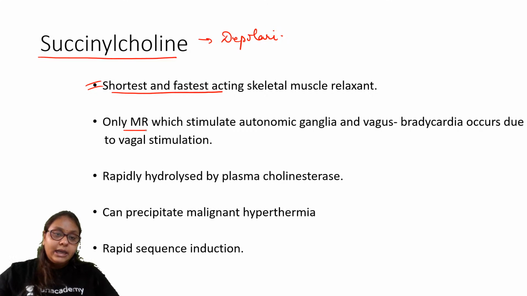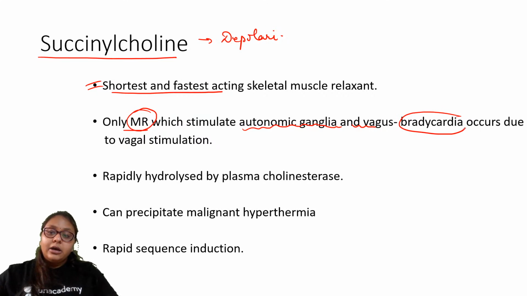Remember, it is the only muscle relaxant which stimulates the autonomic ganglia and the vagus, and therefore bradycardia occurs due to vagus stimulation. Therefore bradycardia can occur with succinylcholine, and whenever we are giving succinylcholine, we should always keep atropine in hand.